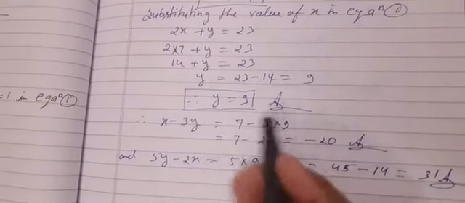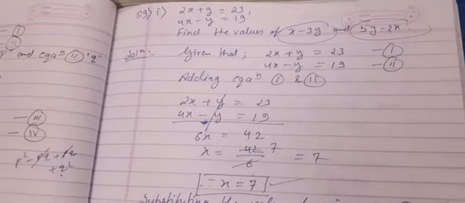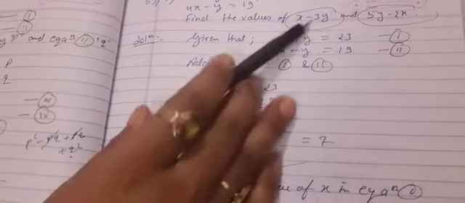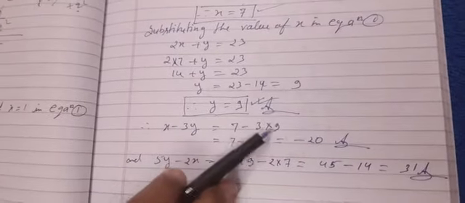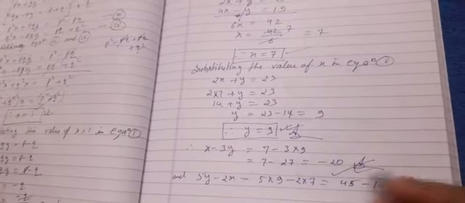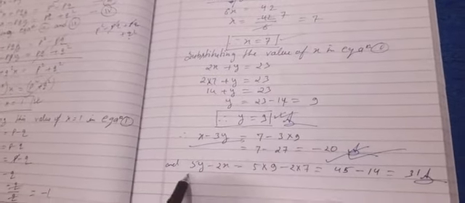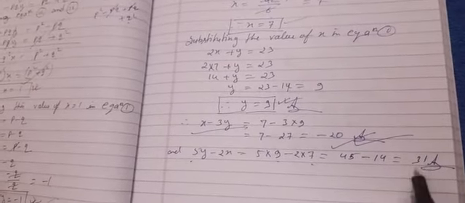Now as we got both the answers, our question says find the value of x minus 3y, and second, find the value of 5y minus 2x. So I have just copied the expression x minus 3y and used the value x is equal to 7, and in place of y I have written 9, so 7 minus 3 times 9, 27, that is minus 20. This is the answer of this expression. And for 5y minus 2x I did the same thing. I used the values of y and x and reached the answer. This is 31, and here your answer is over.